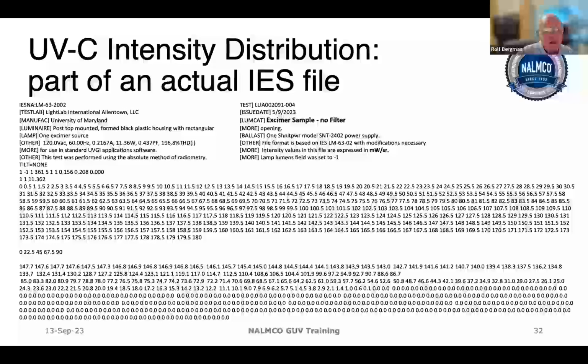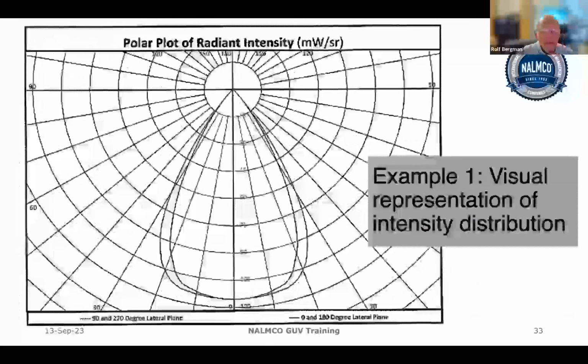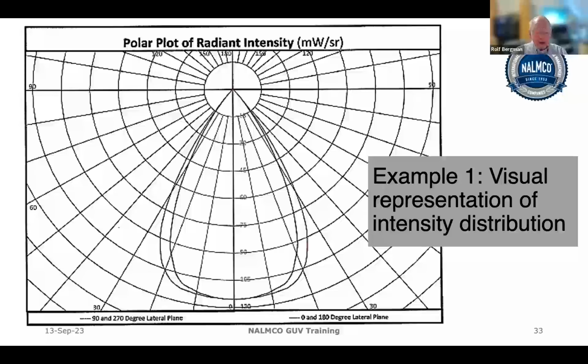So this is the way an IES file looks. There are multiple pages of this. You obviously have data then for every lateral angle. And software can collect this and make very interesting pictures from it. One of them is the plot of the radiant intensity, a visual representation.